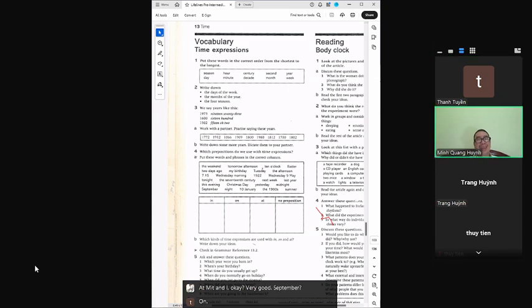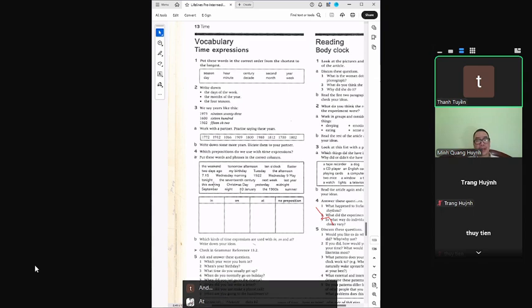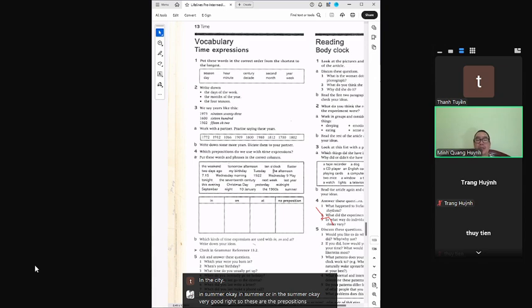In. Okay. In. Bigger than a day, you use in. Night. At night. Okay. 10 January. On. On 10 January. Very good. The 1960s. In the 1960s. Okay. Summer. In the summer. In summer or in the summer. Okay. Very good. So these are the prepositions that you use with the time expressions.